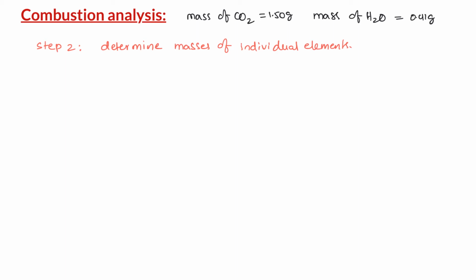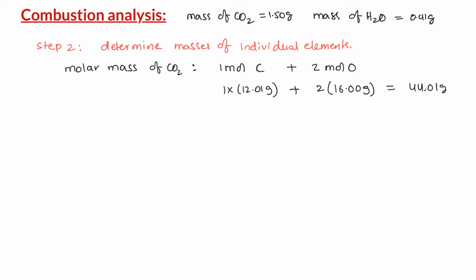The proportion of mass contributed by carbon towards the carbon dioxide is always a constant, and this can be calculated by using the molar mass. First, let us calculate the molar mass of carbon dioxide. 1 mole of carbon dioxide has 1 mole of carbon and 2 moles of oxygen. 1 mole of carbon weighs 12.01 grams and 2 moles of oxygen weighs 2 times 16.00 grams. And the molar mass is 44.01 grams. So we can say that in 44.01 grams of carbon dioxide, 12.01 grams is contributed by carbon.